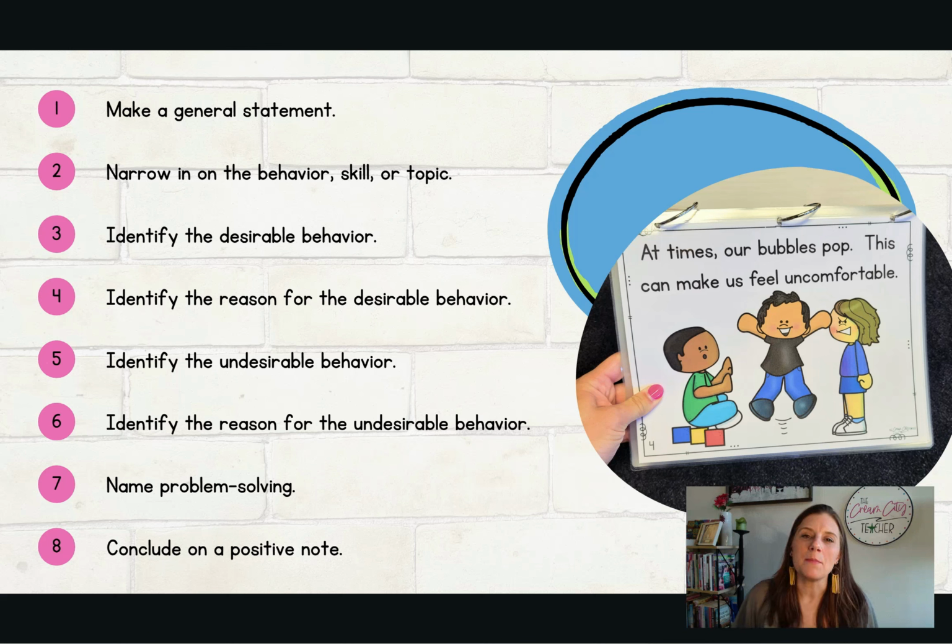The seventh point I make is to help support the child in problem solving. Now, this part of the social story can sometimes get a little bit longer because I like to give the child many strategies for solving the problem. And the eighth and final point, or in other words, how I wrap up the social story, is just to conclude on a positive note. So now let me give you an example of how this can sound.